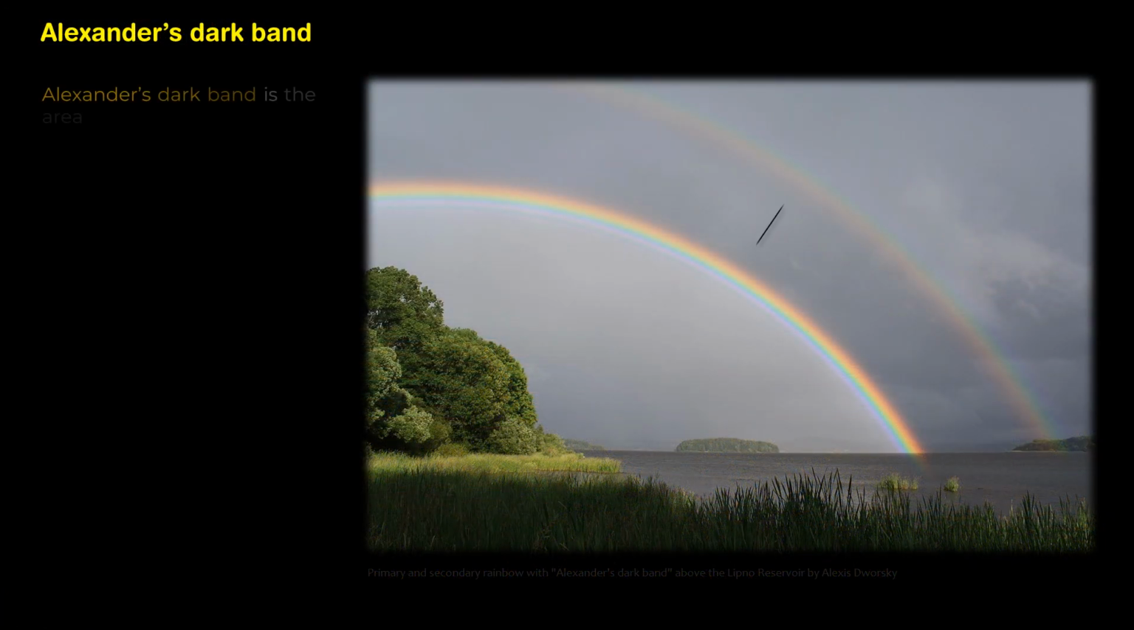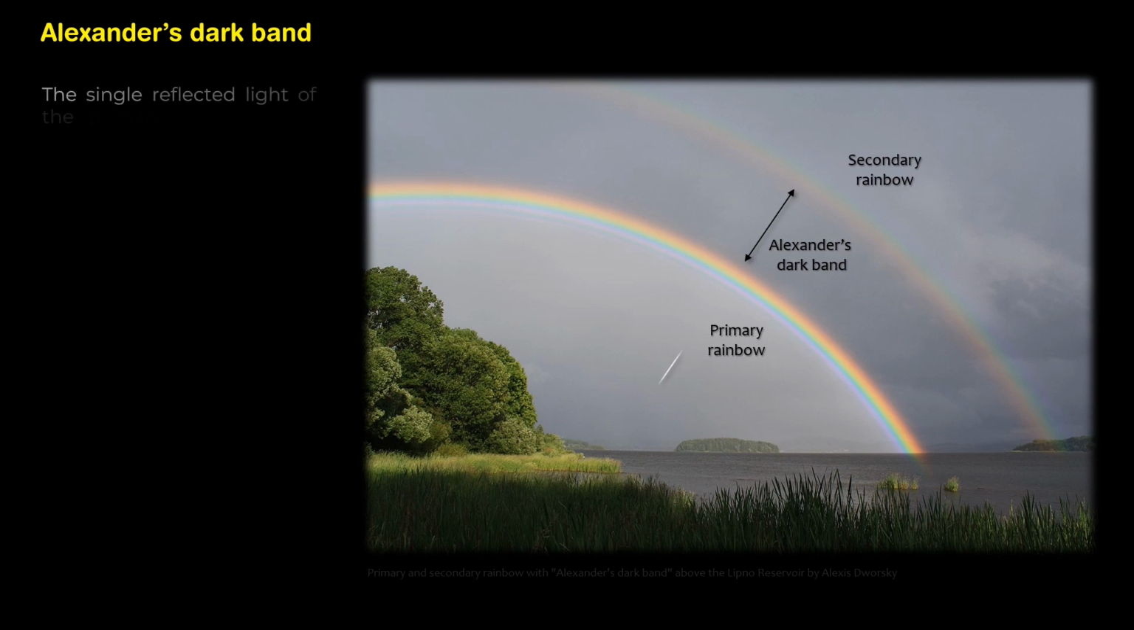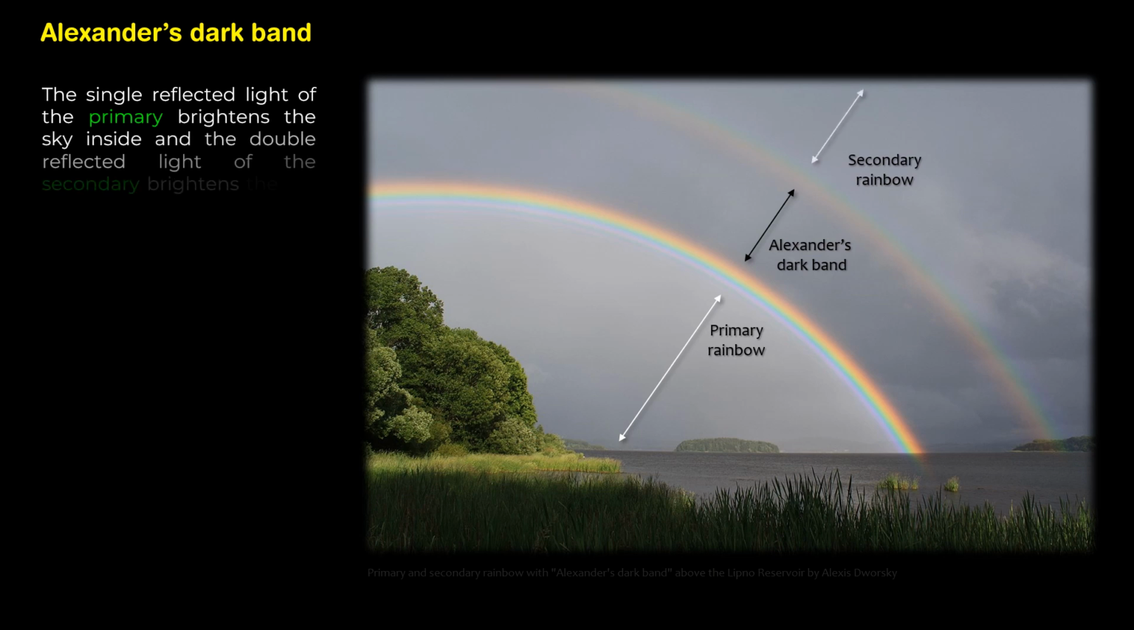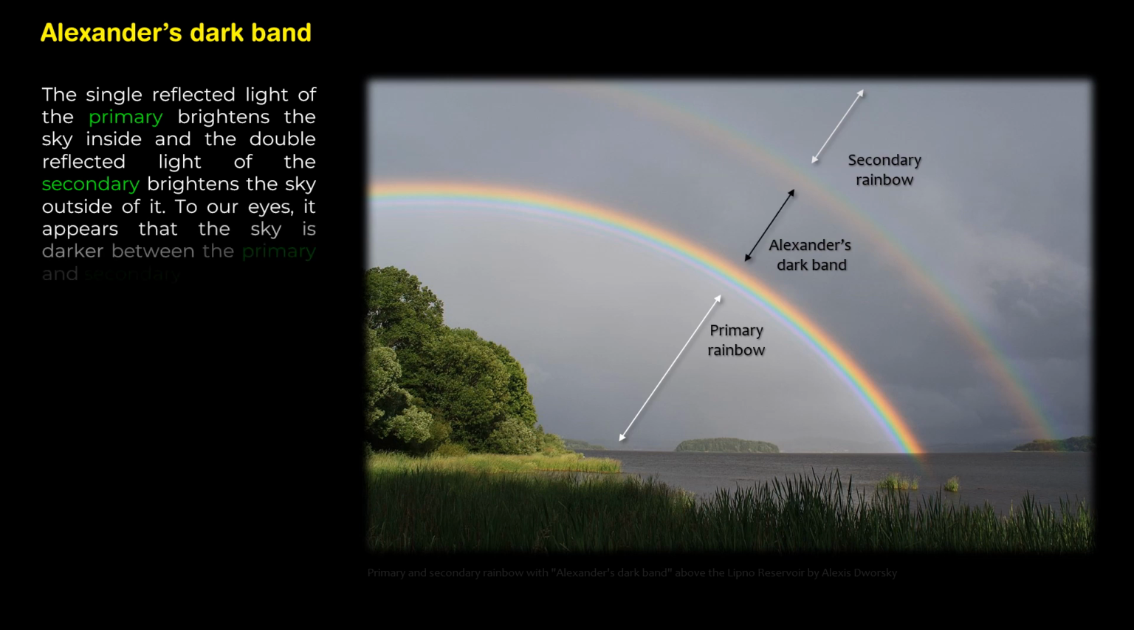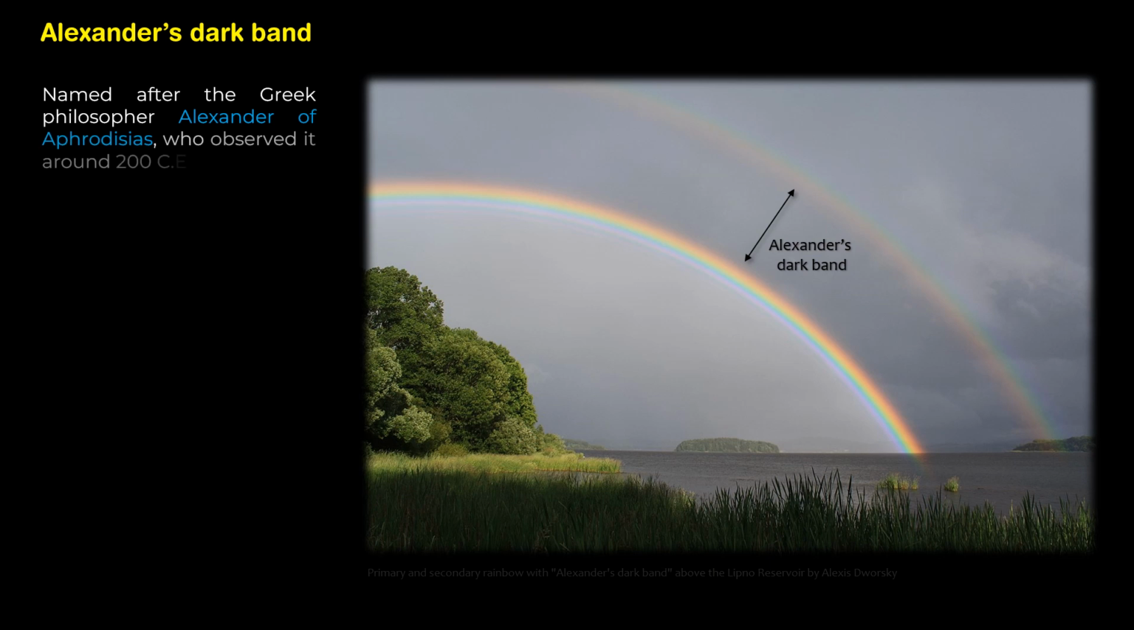Alexander's dark band is the area of sky between the primary and secondary rainbow, and it is noticeably darker than the rest of the sky. The single reflected light of the primary brightens the sky inside, and the double reflected light of the secondary brightens the sky outside of it. To our eyes, it appears that the sky is darker between the primary and secondary rainbows. Named after the Greek philosopher Alexander of Aphrodisias, who observed it around 200 Common Era.